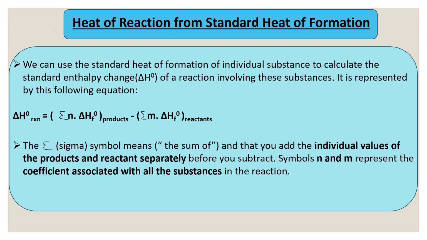Heat of reaction from standard heat of formation. We can use the standard heat of formation of individual substances to calculate the standard enthalpy change of a reaction involving these substances. It is represented by the following equation. The sigma symbol means the sum of, and that you add the individual values of the products and reactants separately before you subtract. Symbols N and M represent the coefficients associated with all the substances in the reaction.